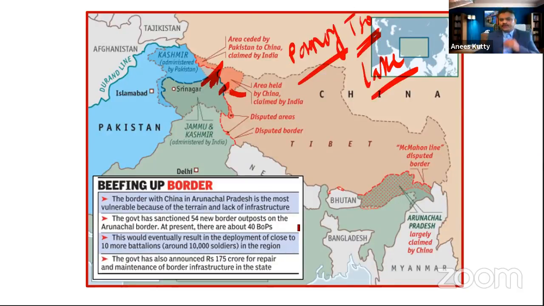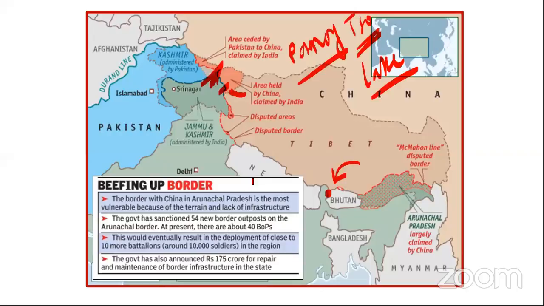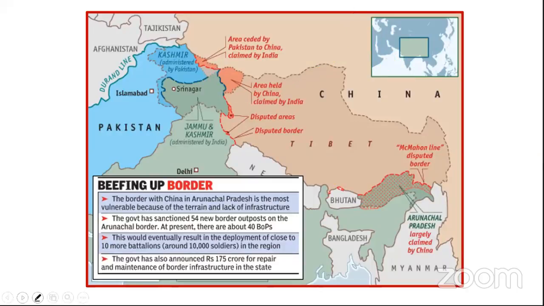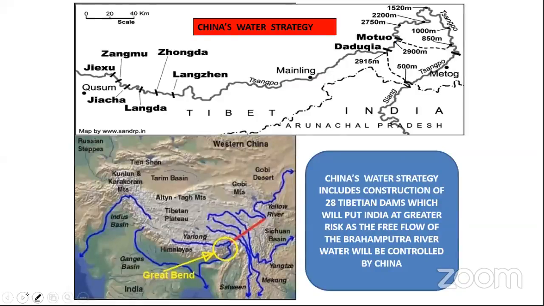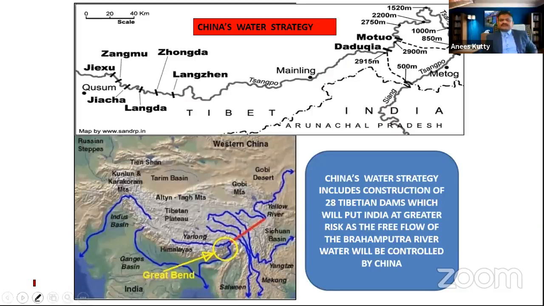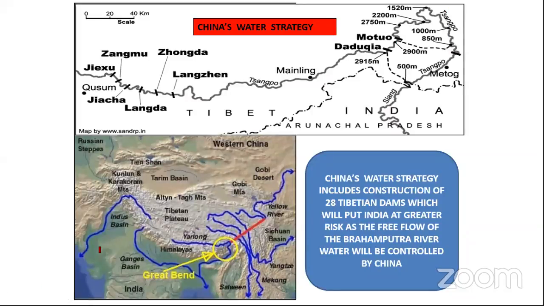And the Doklam issue previously lasted more than 17 days between India and China. It is at this tri-junction point. Where is the tri-junction point? The tri-junction point is here, where Bhutan meets. This is the tri-junction where the Doklam issue is there, and we also have the Ladakh issue. Now, here, why China is there, that is most important.